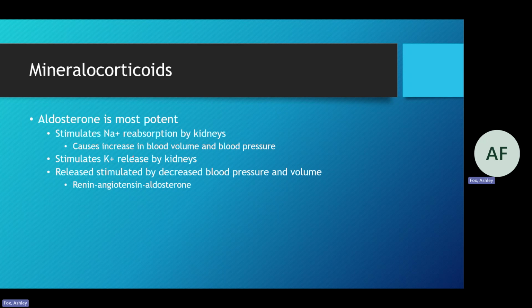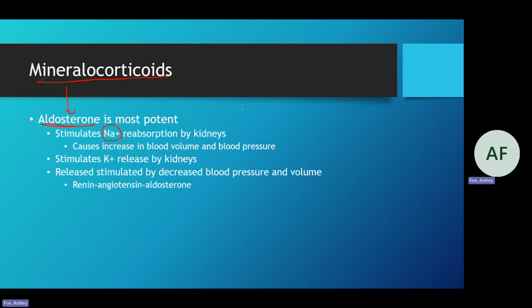Of the mineralocorticoids, the most famous of them all is called aldosterone. That's the hormone that's going to be released by the glomerulosa layer. The general category is a mineralocorticoid, and aldosterone is one of them. Aldosterone is going to increase or stimulate the sodium reabsorption by the kidneys.